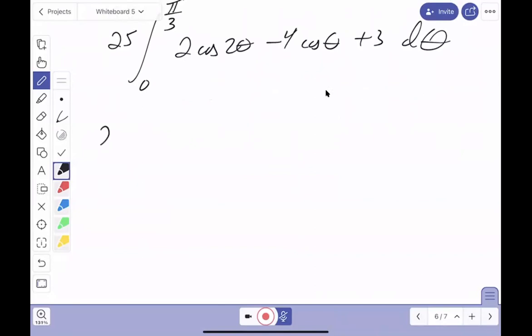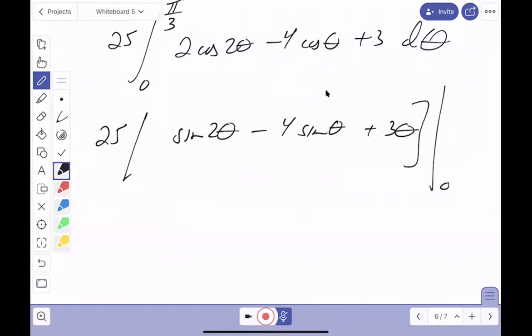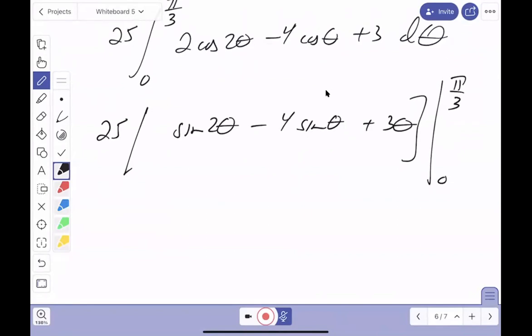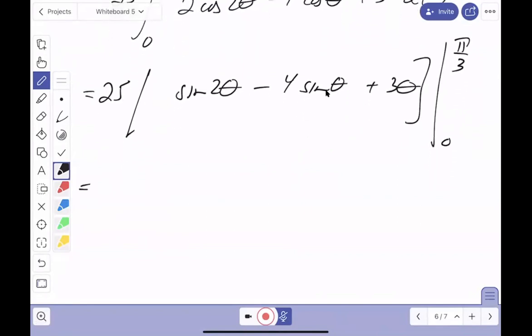We're ready to do the integration now. 25 times sine 2 theta minus 4 sine theta plus 3 theta, from 0 to pi over 3. Okay, I know it's tedious and I don't enjoy doing it myself. You get a little tired after a while doing that. 25. That's 60. That's 120. Root 3 over 2. Minus 4 root 3 over 2.